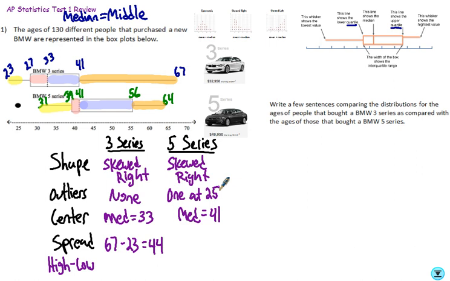What's the spread? So again, we're saying high minus low. So we're going to say 64, and then minus 25, right? So we're saying that person's 25.